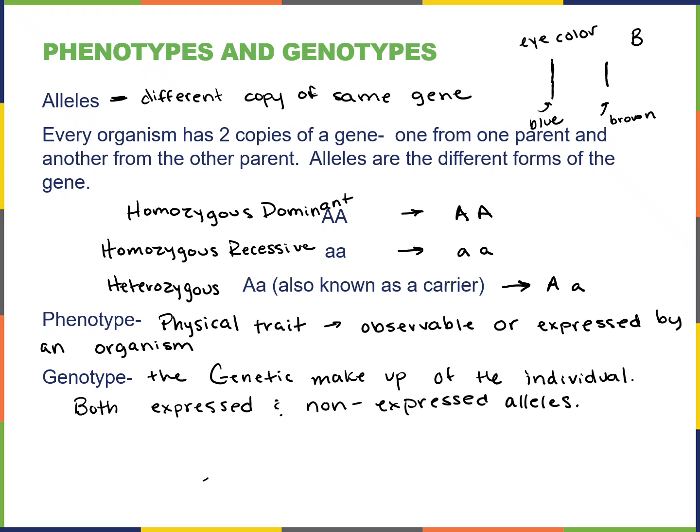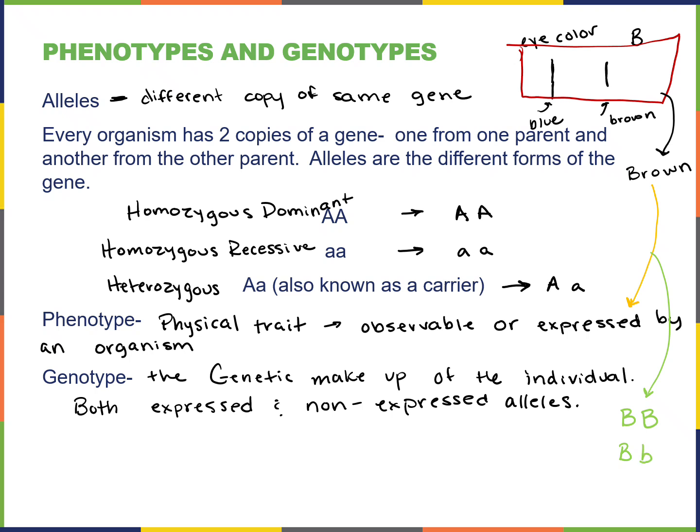Going back to our eye color example. If these two people had a kid and that kid showed up with brown eyes, their brown eyes would be the phenotype, but unless we did further genetic testing, we wouldn't know exactly what the genotype is, right? That kid could either have homozygous dominant brown eyes, he's going to have brown eyes no matter what, or he could have heterozygous brown eyes.